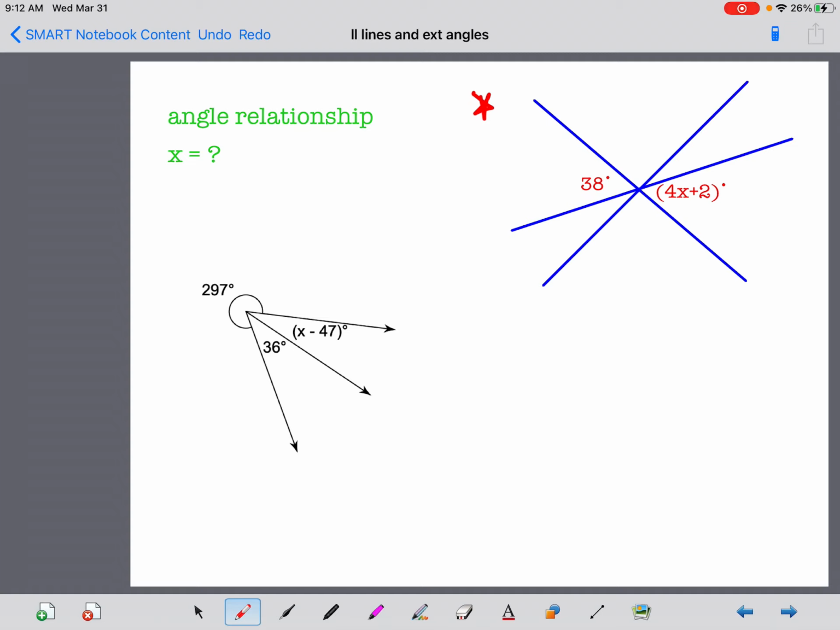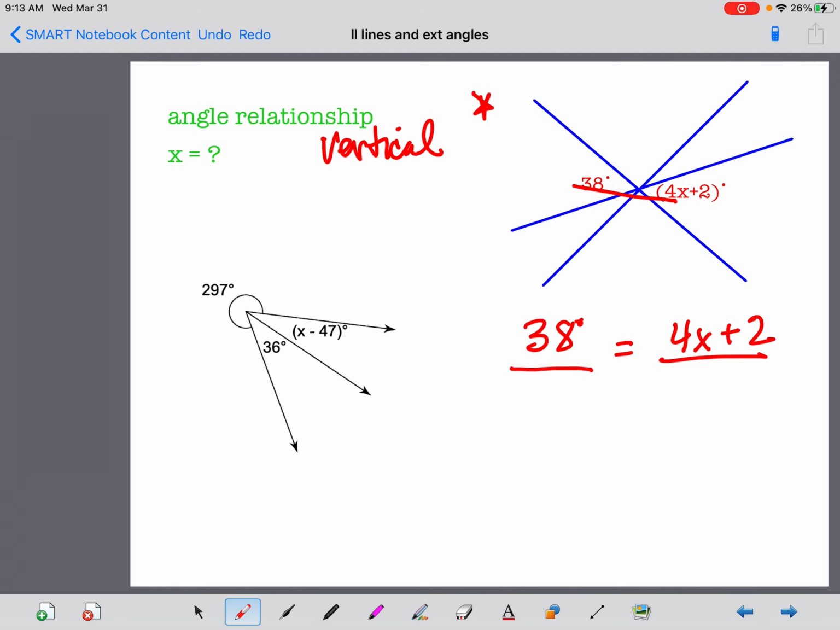Okay, so any angles that are straight across a transversal from each other are vertical angles. And we know vertical angles are congruent. They are equal to each other. So one angle has to equal the other angle. So 38 degrees is equal to 4x plus 2.